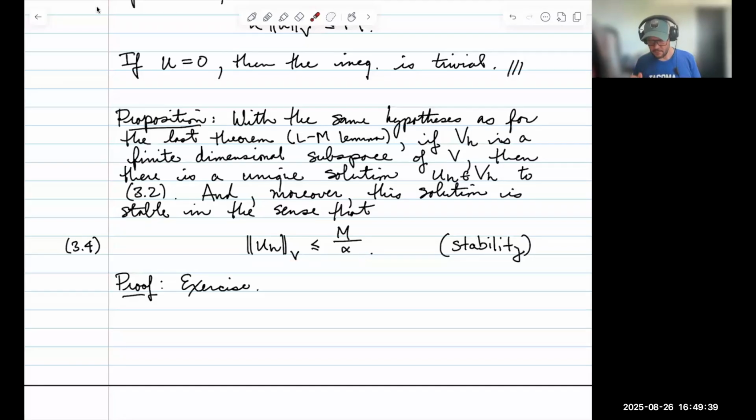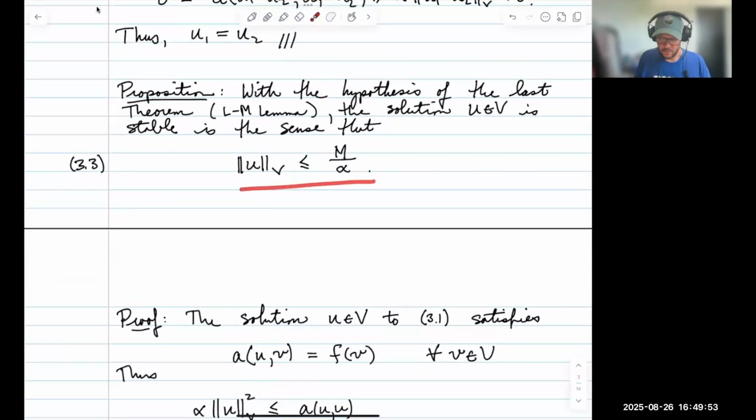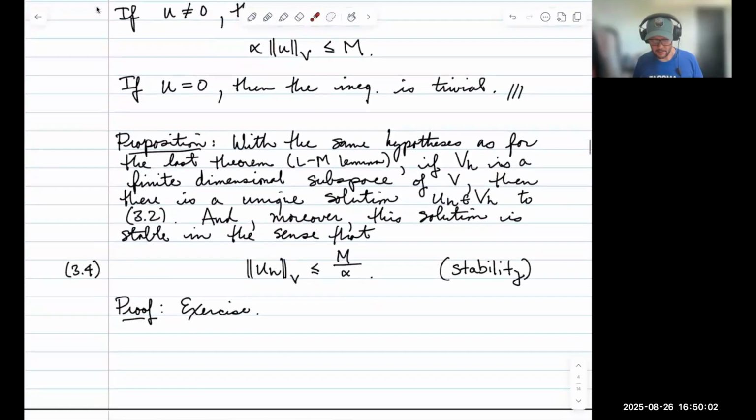Okay? So that's why this is really a statement of stability, and it means a whole lot more for this abstract Galerkin approximation than it meant up here for this solution V, because in this sense, we usually imagine that V remains unchanged, and only the VH gets bigger and bigger.